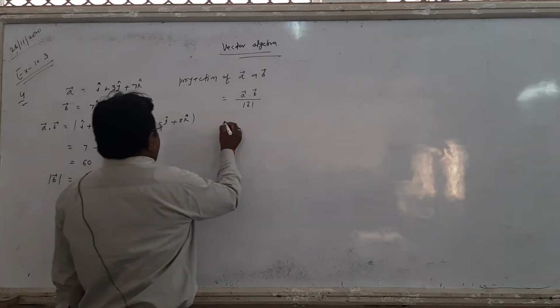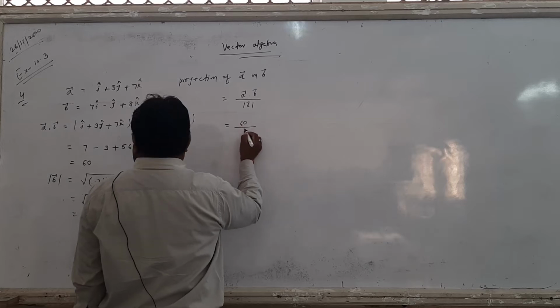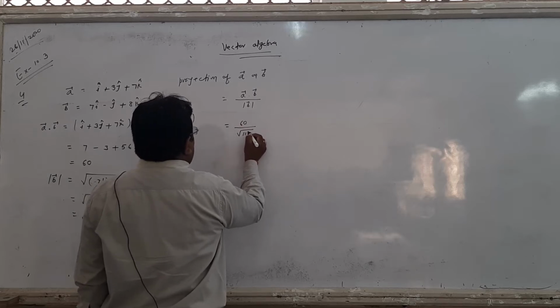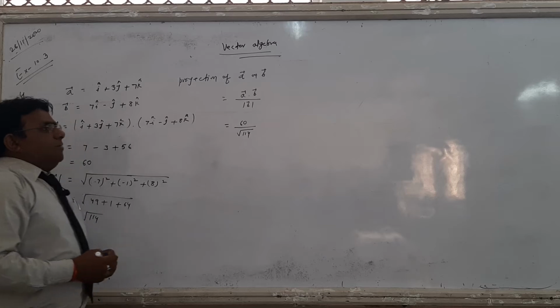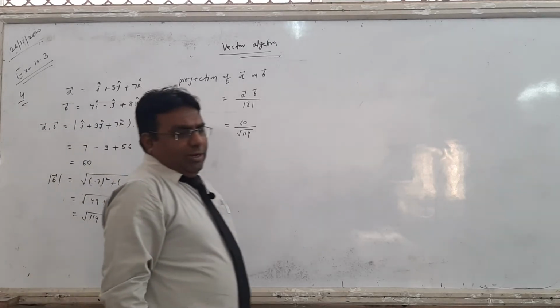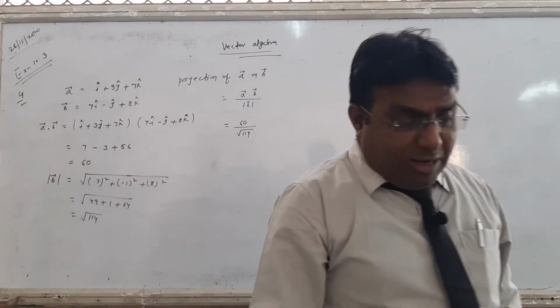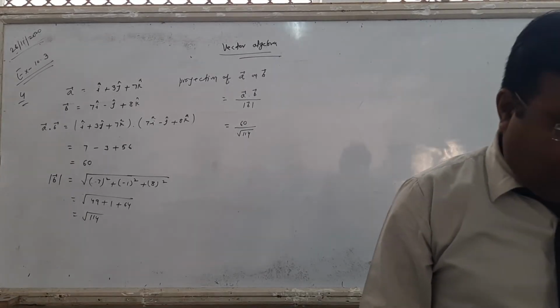Now substitute: A dot B is 60 and the magnitude of B is root 114. So this is the answer, the projection of vector A on B, that is, find the image of vector A on vector B. Right? Same as question number 3.